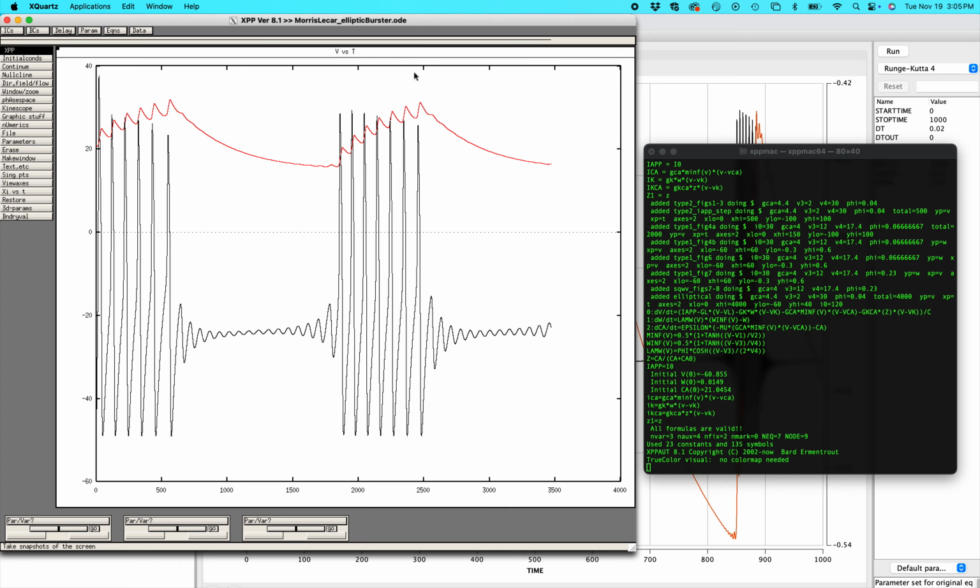So when this simulation finishes, I'll move on to parabolic bursting. It's about 3:05 right now. So I'll move on to parabolic, which is something you've never seen before.